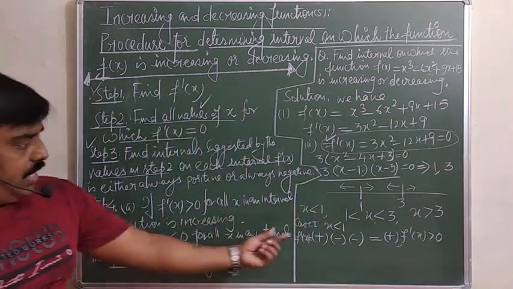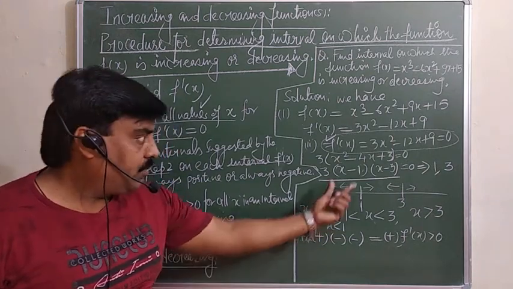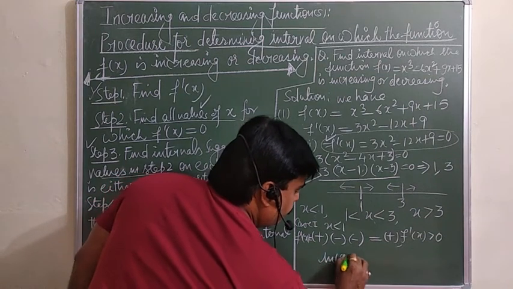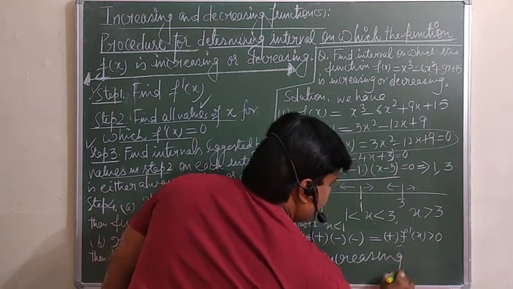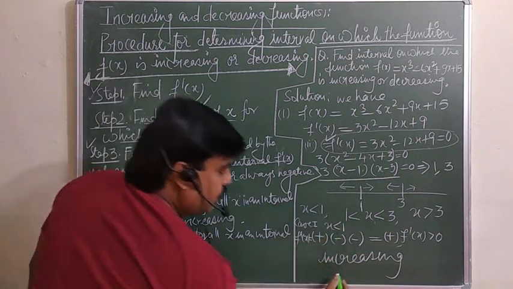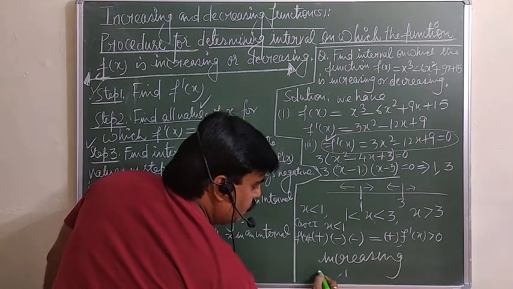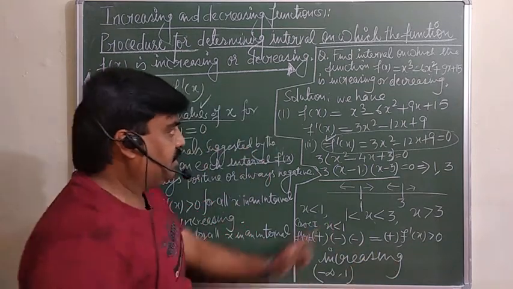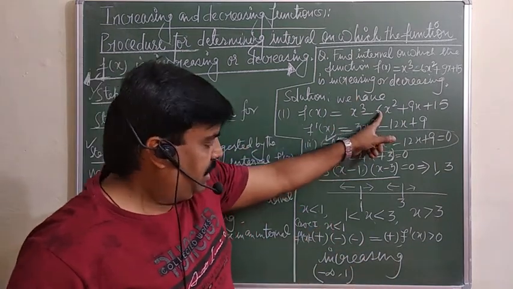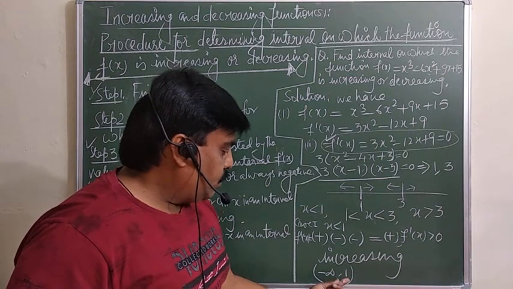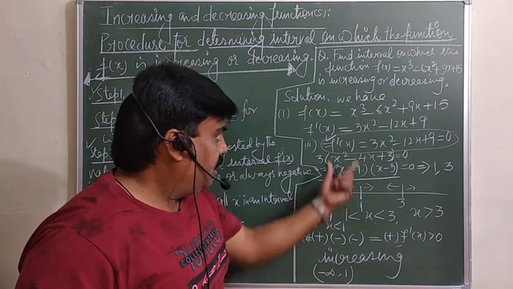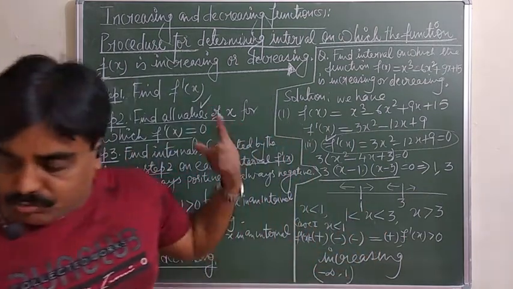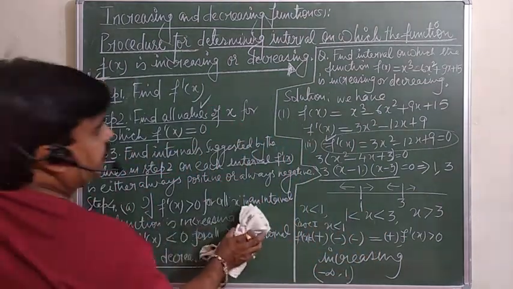It means in this interval, the value of this function is going to increase. It means increasing. In which interval is it increasing? Less than 1. So your interval will be minus infinity to 1. In this interval, f x will increase, as you put values from 1 toward minus infinity. Similarly, we will check for the next interval. So I am going to rub this one out.